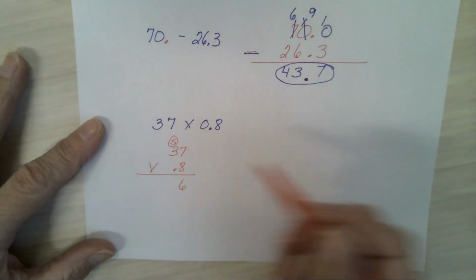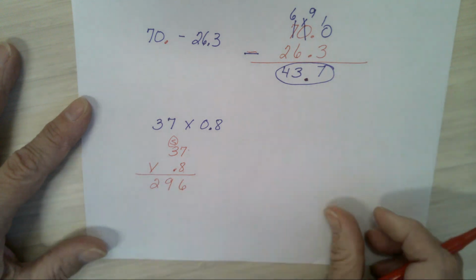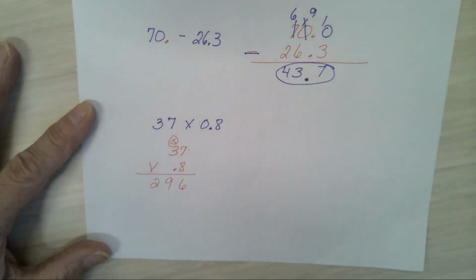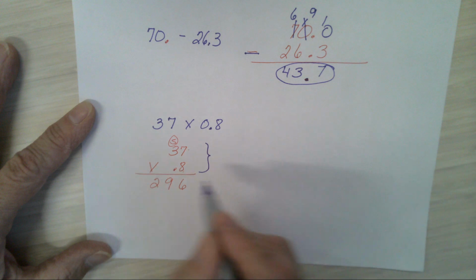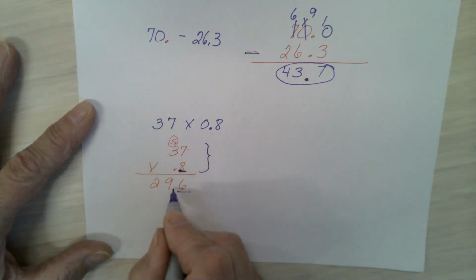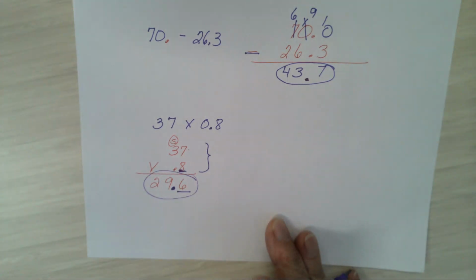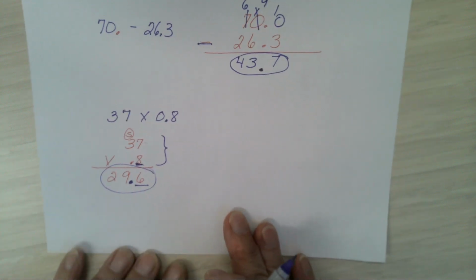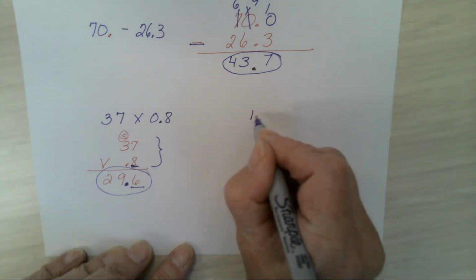8 times 3 is 24, plus 5 is 29. Now the answer is not 296 because you asked, how many numbers are behind the decimal point in the problem? 1. So you have to have one number in the product. The answer, 29.6. Now, the next multiplication problem is a little more challenging. It looks something like this.